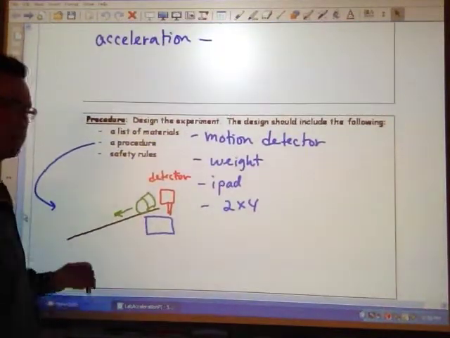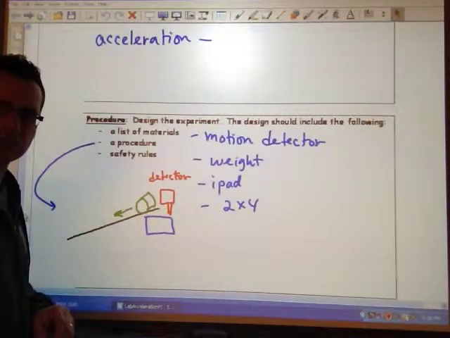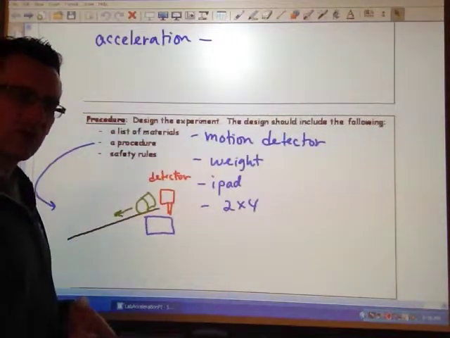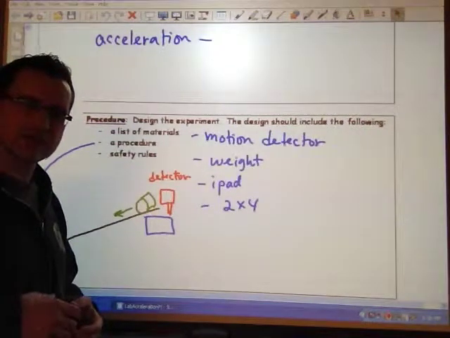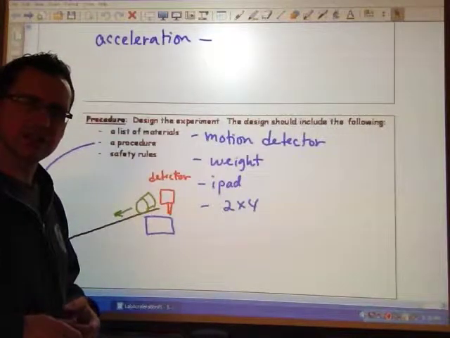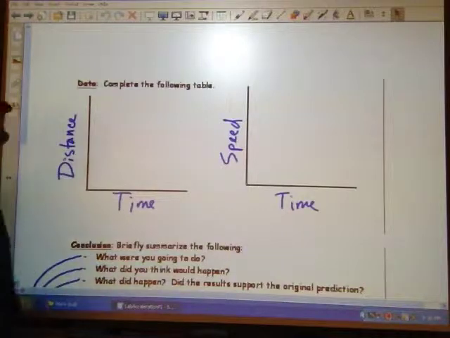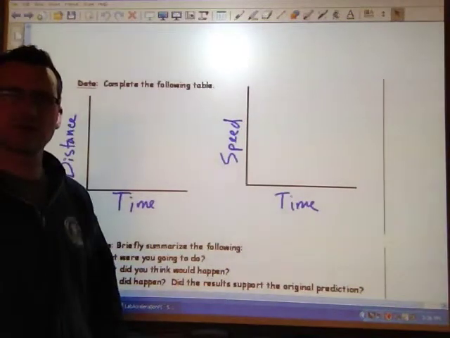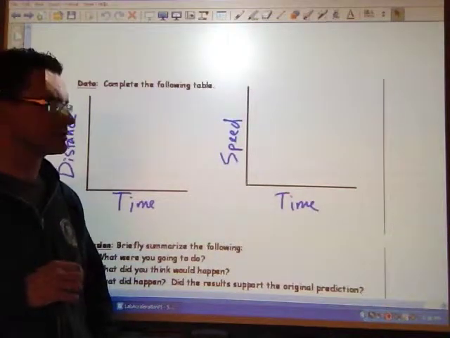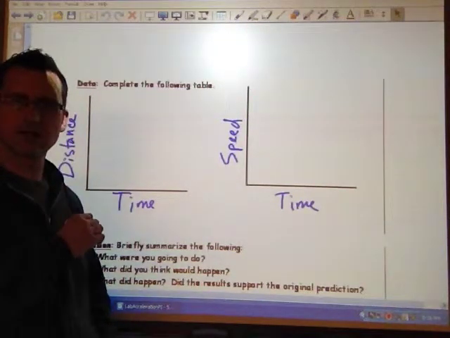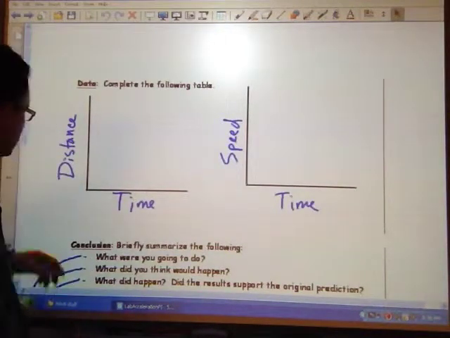And as we mentioned before, this is the setup we're going to be doing, just simply releasing a weight, starting the motion detector. And you may have to do it once to get a distance time graph, then do it again with the settings on speed versus time to get both of those types of graphs. And then in the data table, as you actually do the experiment, just sketch the shape that you see on the iPad. So nothing too extravagant, I'm more concerned about what the shapes look like. What does the distance versus time graph look like, and what does the speed time graph look like?